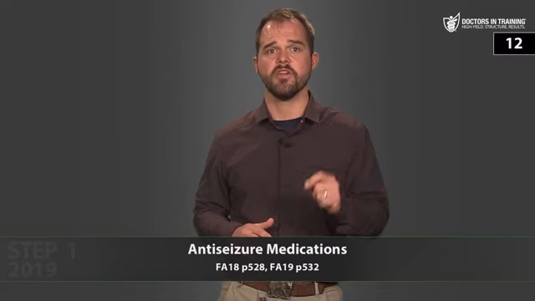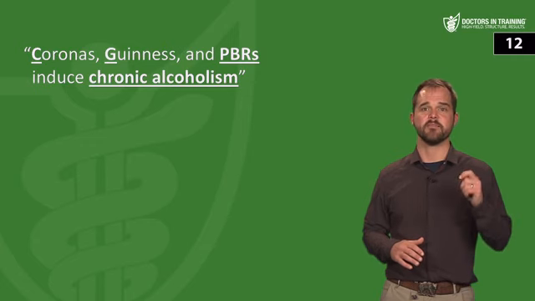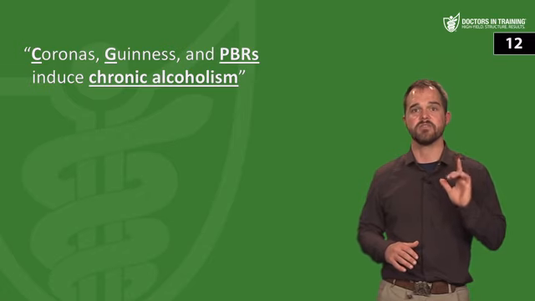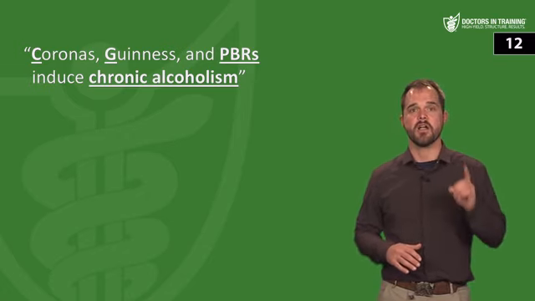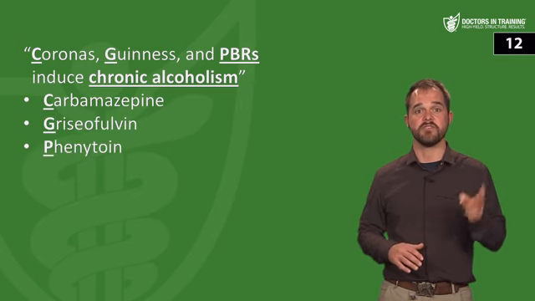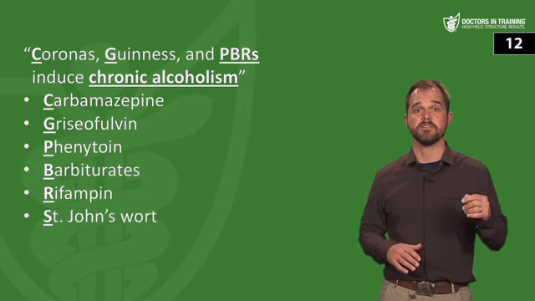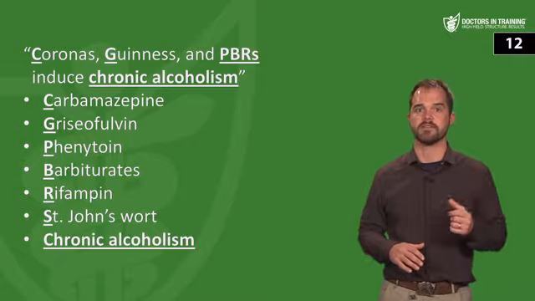Next, what drug induces the cytochrome P450 system? Your mnemonic is Coronas, Guinness, and PBRs, Pabst Blue Ribbons, induce chronic alcoholism. Drugs that induce P450 are carbamazepine, griseofulvin, phenytoin, barbiturates, rifampin, St. John's wort, and chronic alcoholism.